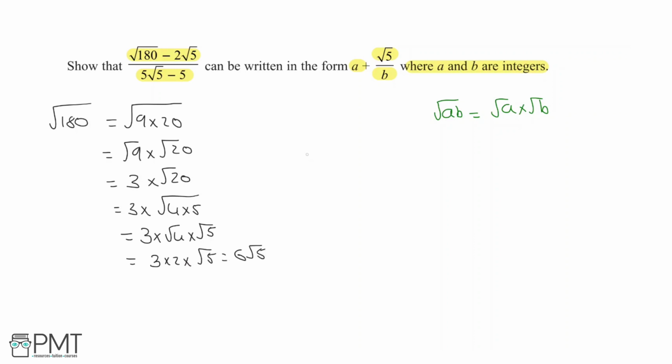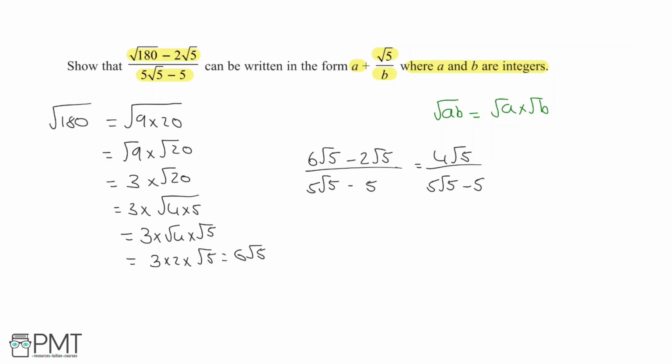So from here, we have the above becoming 6 root 5 minus 2 root 5 all over 5 root 5 minus 5. This equals 4 root 5, because 6 root 5 minus 2 root 5 is 4 root 5, all over 5 root 5 minus 5 as such.